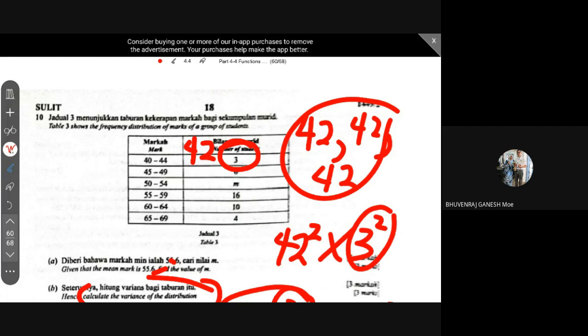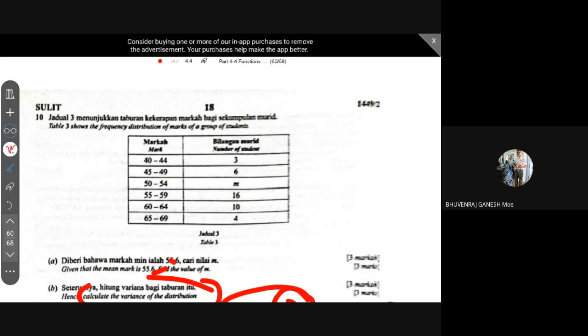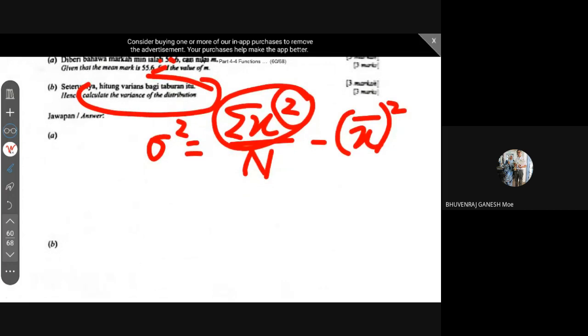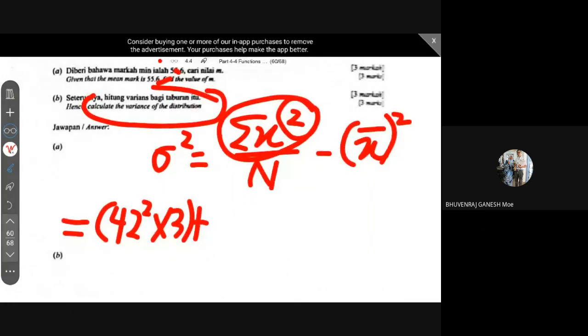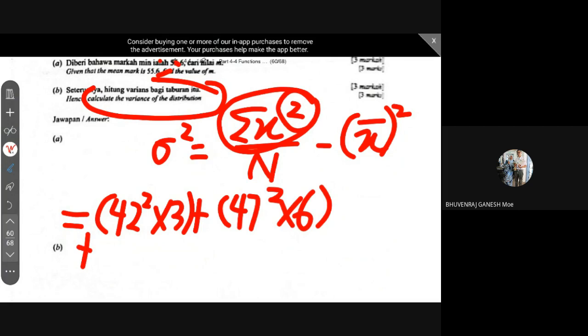Don't get confused here. A lot of people make mistakes, so it's quite common to give the wrong answer for this one. Don't get tricked later on when you learn this chapter. Other than that, there's no trick over here. The only thing you can do wrong is to be careless. So 42 squared, oh, this is going to be long. 42 squared times 3 plus 47 squared times 6. You can imagine the teacher having to check this one by one, every single data.